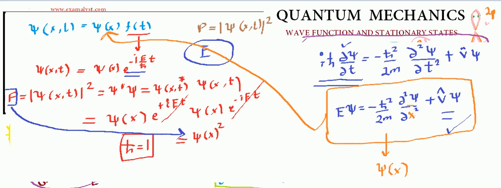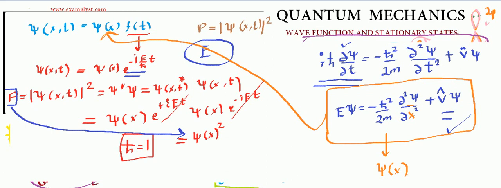So this formula is called the time independent Schrodinger wave equation. And I hope you understood what you mean by stationary state. Stationary state means the quantum system is in a state of definite energy, as a result of which the probability will not change with time.